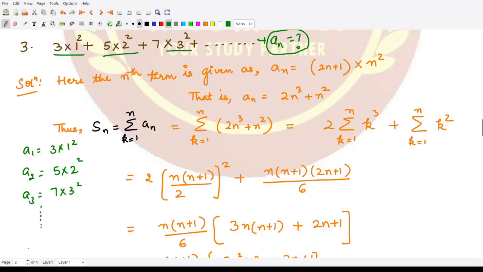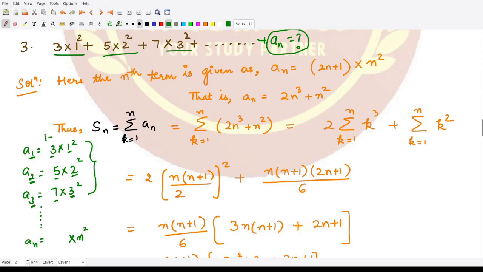So in order to evaluate a_n, you have to see what is the pattern that follows here. So you see, for the index 1 here we have 1 square, for the index 2 we have 2 square, for the index 3 we have 3 square. So for the index n we would have n square. That is quite obvious. What about this first term? For the index 1 we have 3, for the index 2 we have 5, for the index 3 we have 7. So can I write like this?